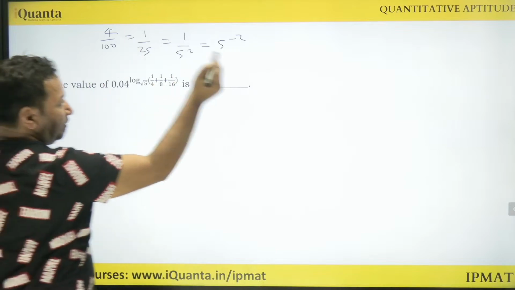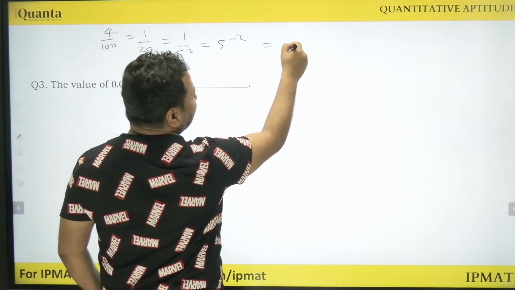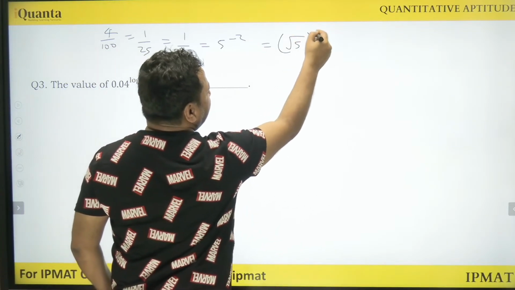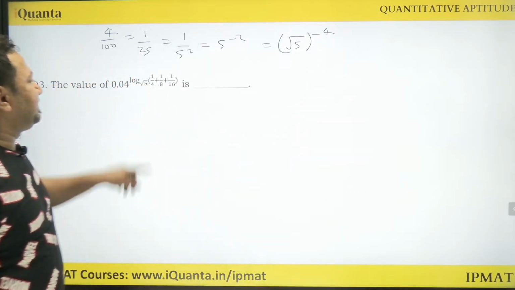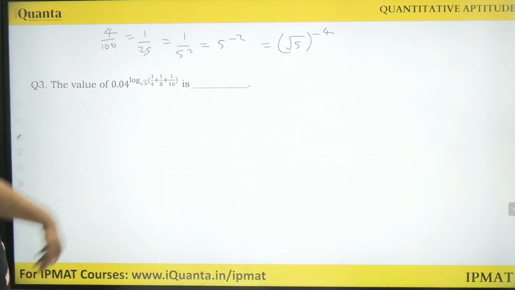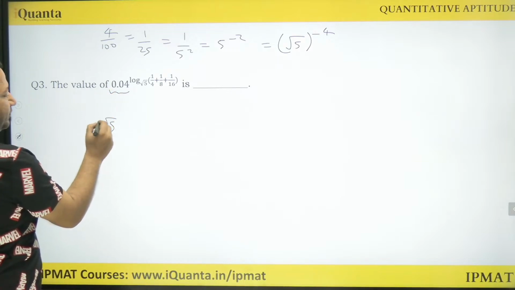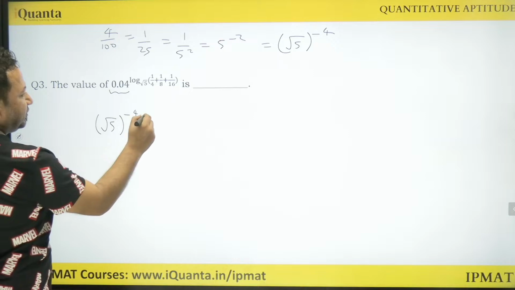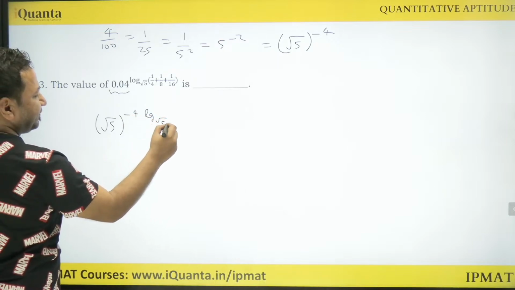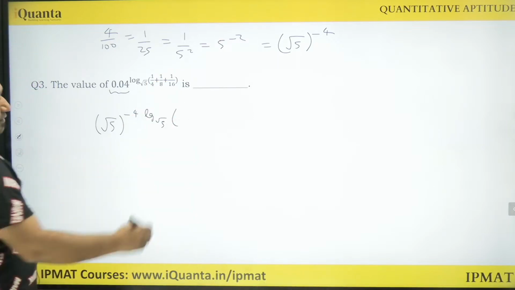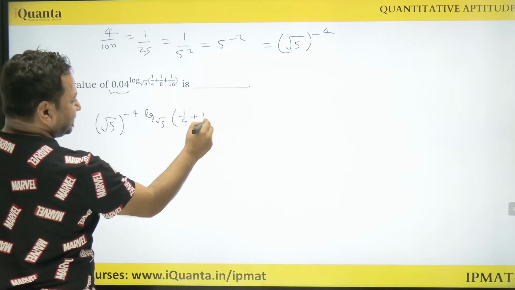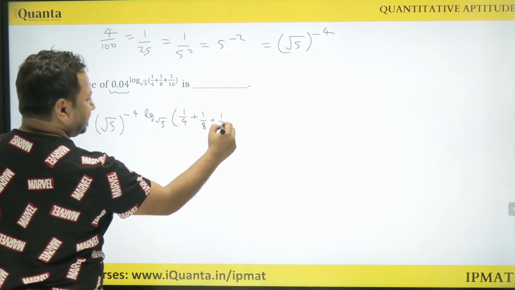Or I can say root 5 to the power minus 4. Why did I do that? Because here we have root 5 in the base. So I'll write 0.04 as root 5 to the power minus 4, raised to log base root 5, and here we have all this, that is 1/4 + 1/8 + 1/16.